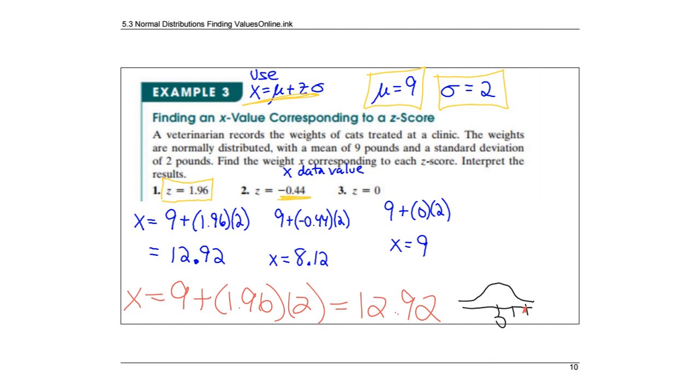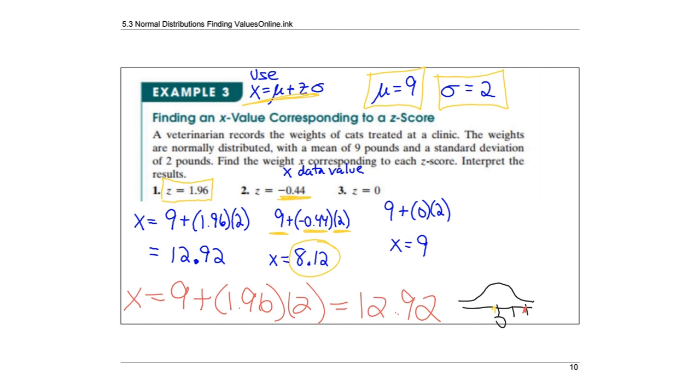The next one was negative 0.44. So that one is going to be on the left, and therefore our data point should be less than the mean. So we put the mean, we put the z, we put the standard deviation, pop it in our calculator, and sure enough, we get 8.12 pounds. And that makes sense because it's a negative z-score, hopefully getting used to this number line, we know that the weight is going to be lower than the mean.